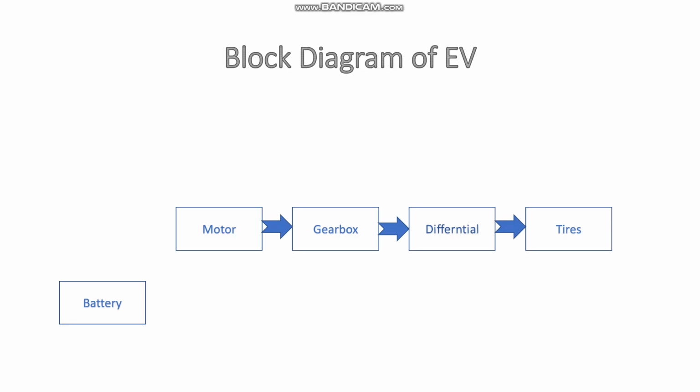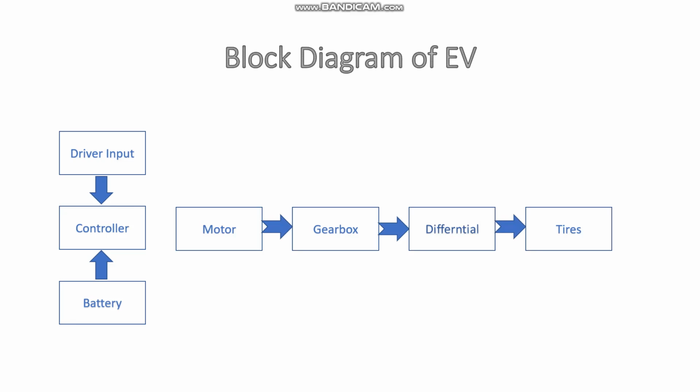So we'll supply that power through the battery, but we can't directly supply because that power will be uncontrolled, means we can't control its speed. So we need some controller. The controller will work on the basis of driver's input, means like throttle and the brake, and after converting that signal, controller will give that signal to the motor. So this is the overall block diagram of an EV.